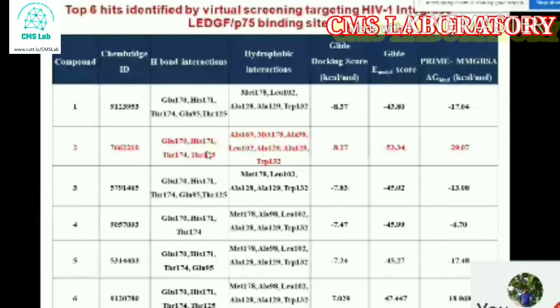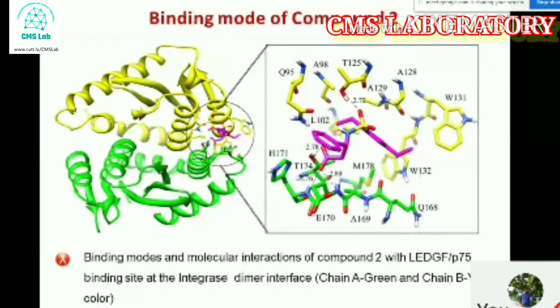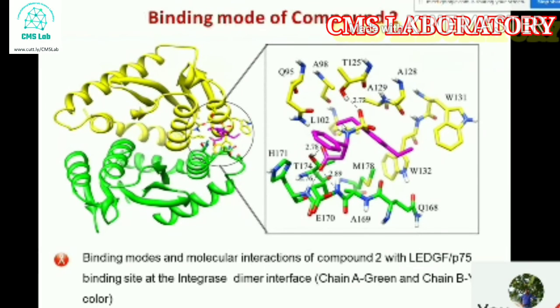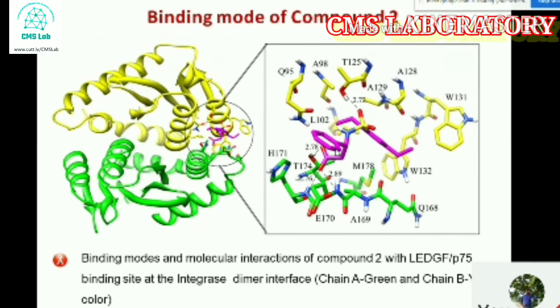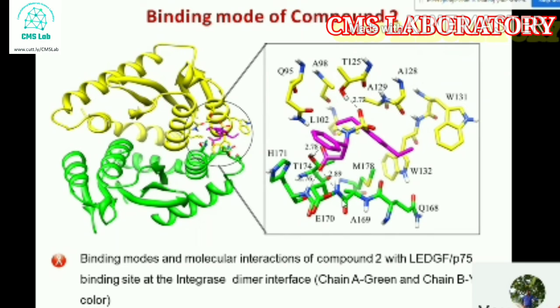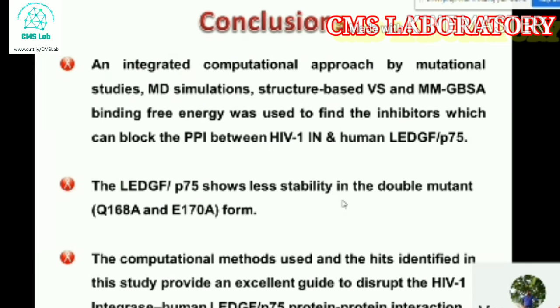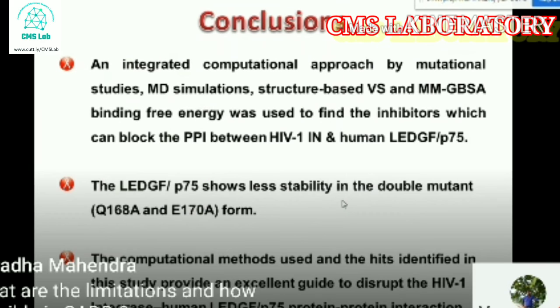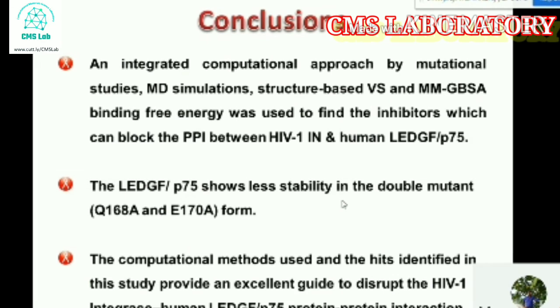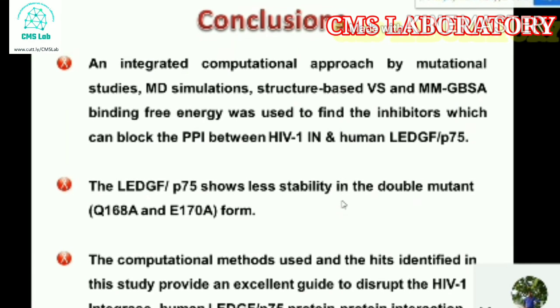So yes, using our mutagenesis, we identified two key residues. Our ligand binds to 170 and 168, especially the key residue 170. That shows that using this integrated approach, with mutational studies, MD simulations, structure-based virtual screening, and MM-GBSA binding free energy, we identified a molecule that can block these protein-protein interactions.